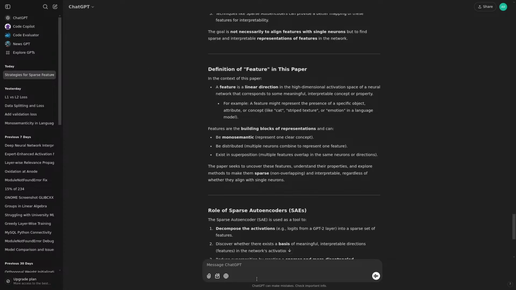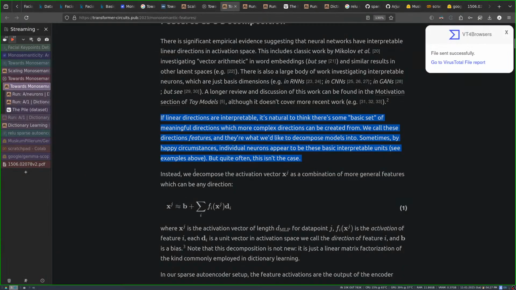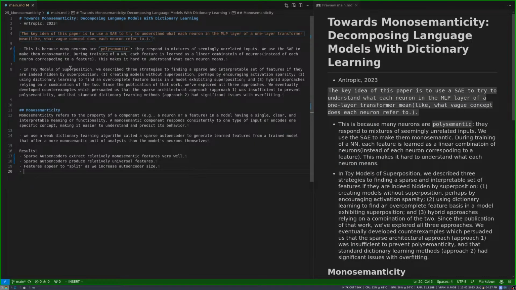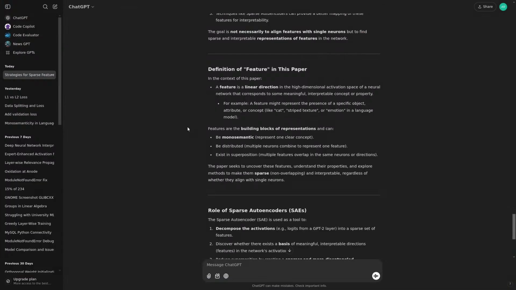Okay, we are trying to make them non-overlapping. That's the concept. So, let's think. What is the paper trying to do? We have a neural network. The neural network is not monosemantic. It is, what is the other word? Polysemantic, probably. It is polysemantic. So let's take a concept. Let's say cat. That's a feature.